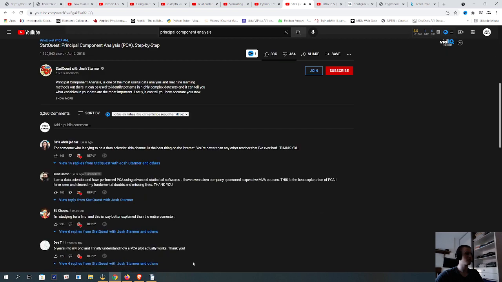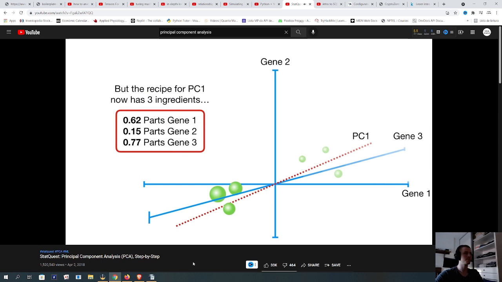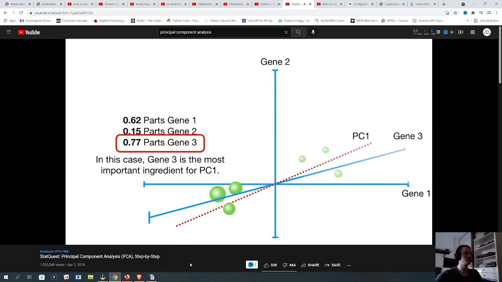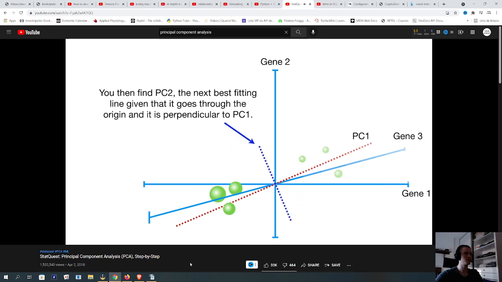PCA with 3 variables, in this case that means 3 genes, is pretty much the same as 2 variables. You center the data. You then find the best fitting line that goes through the origin. Just like before, the best fitting line is PC1. But the recipe for PC1 now has 3 ingredients. In this case, gene 3 is the most important ingredient for PC1. You then find PC2, the next best fitting line, given that it goes through the origin and is perpendicular to PC1.